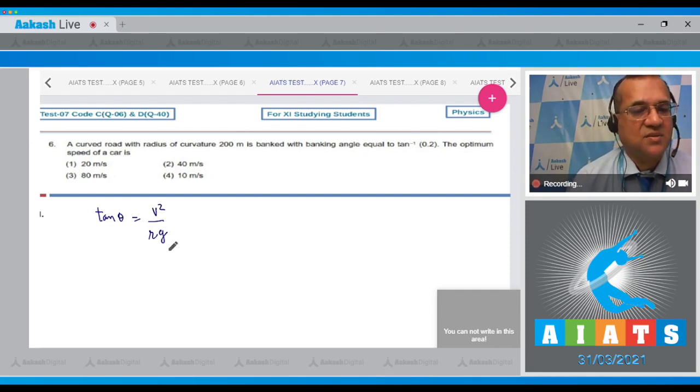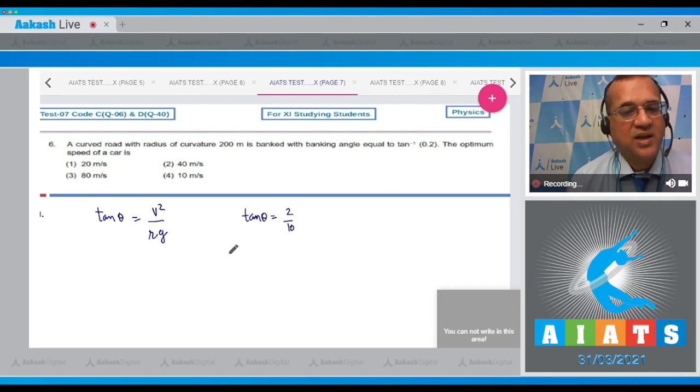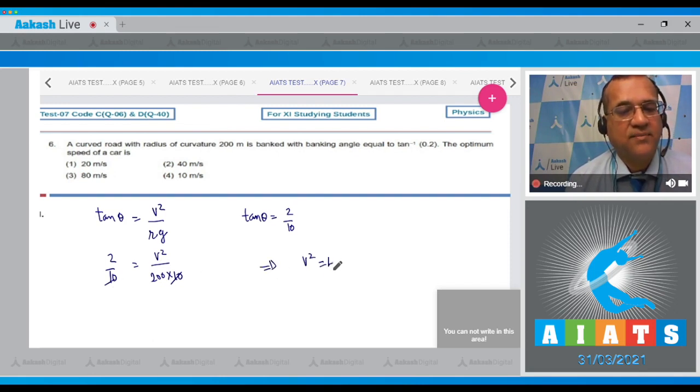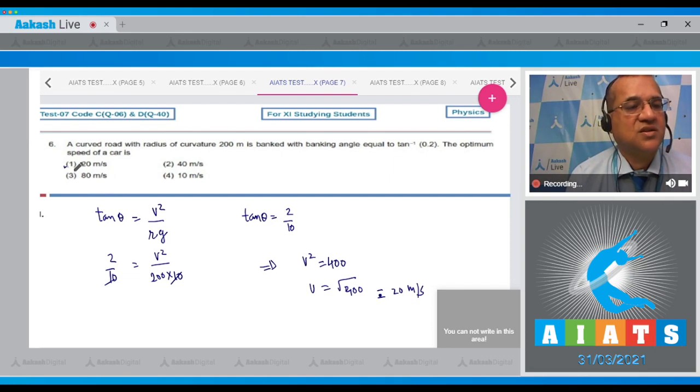R is the radius of curvature and g the acceleration due to gravity. And tan theta is given equal to 0.2, that is equal to 2 by 10. So I fill here 2 by 10 equal to v square over r g, and you have to find out the optimum speed. The radius of curvature is 200 and g, let's take 10. So this cancels out. Therefore, v square is equal to 400 and v will be the root of 400, which is equal to 20 meter per second. That's the optimum speed. So the option is the first one to this question. Let's move to the next problem.